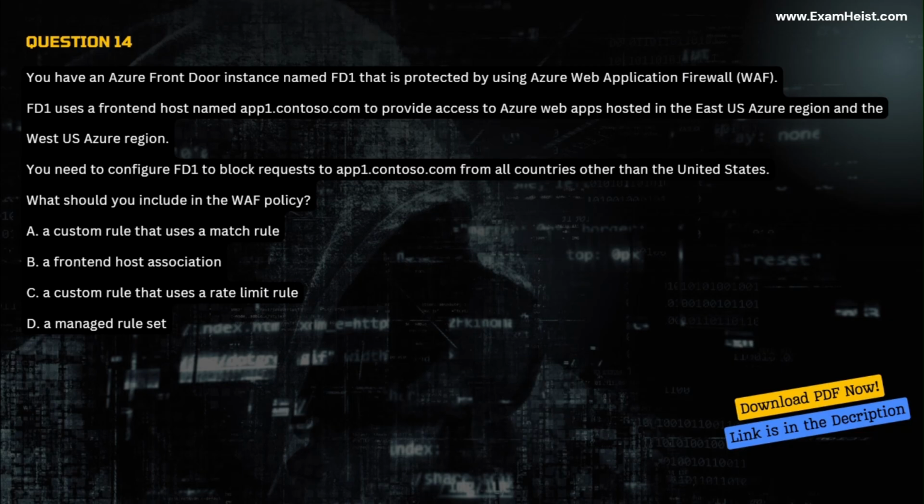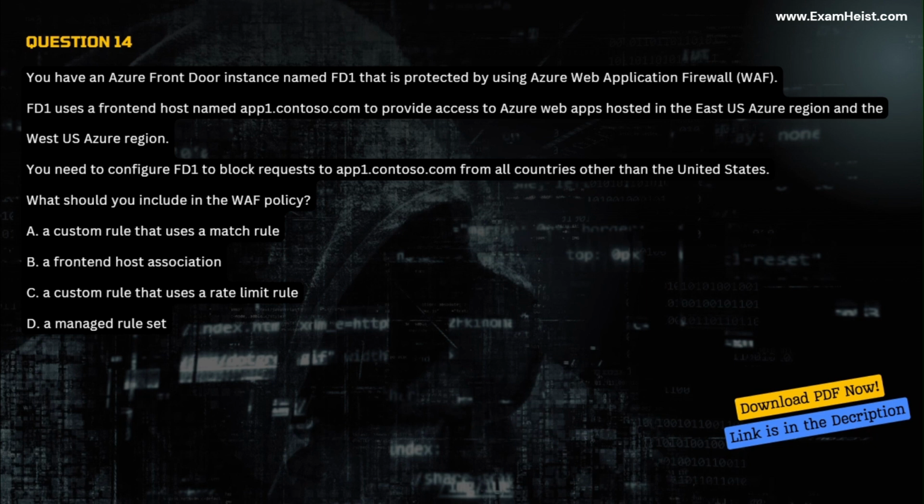Question 14. You have an Azure front door instance named FD1 that is protected by using Azure Web Application Firewall, WAF. FD1 uses a front-end host named app1.contoso.com to provide access to Azure Web Apps hosted in the East US Azure region and the West US Azure region. You need to configure FD1 to block requests to app1.contoso.com from all countries other than the United States. What should you include in the WAF policy? A. A custom rule that uses a match rule. B. A front-end host association. C.